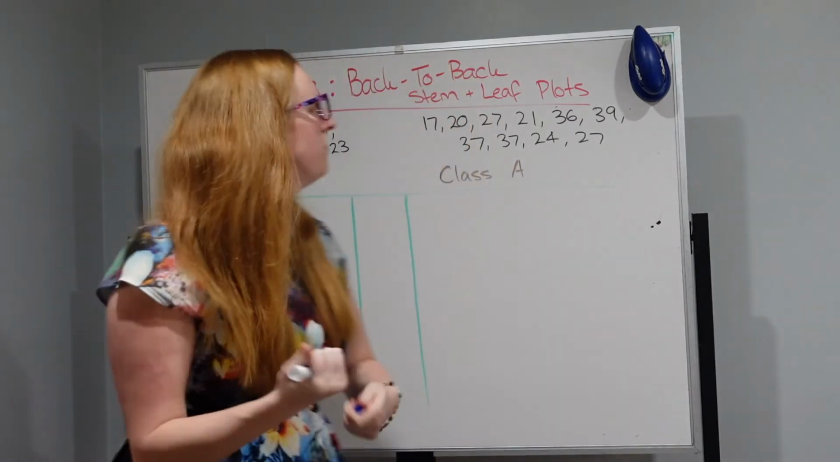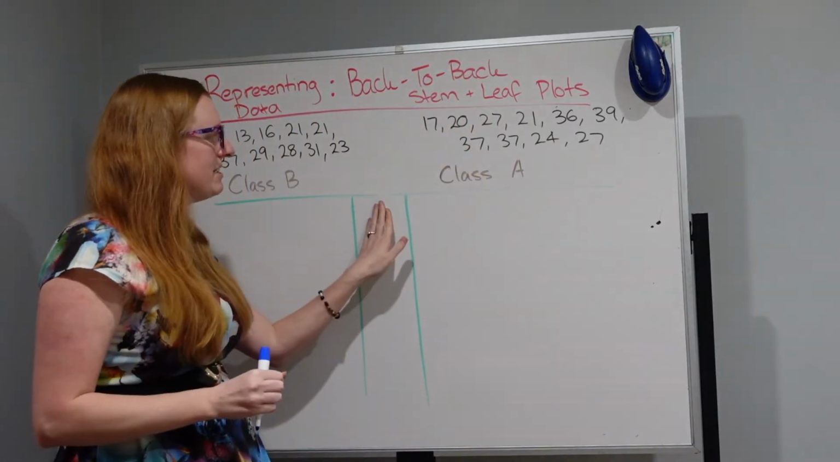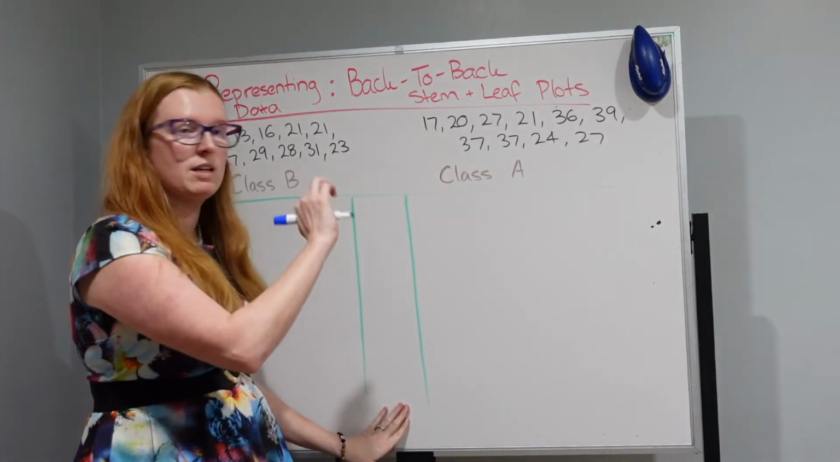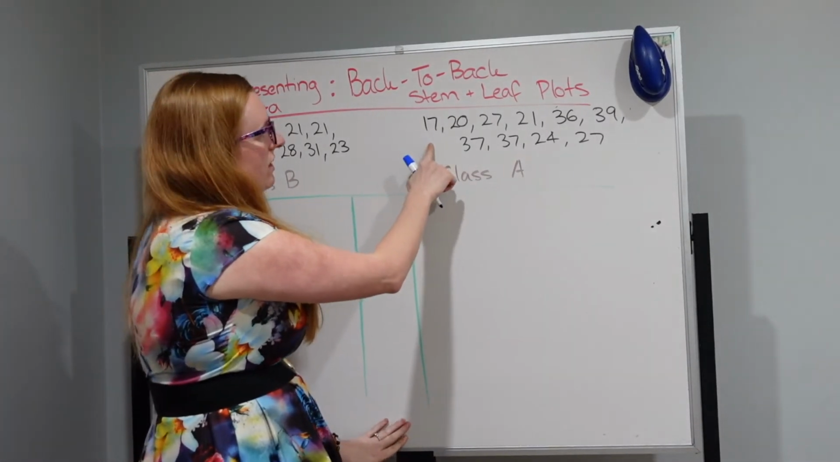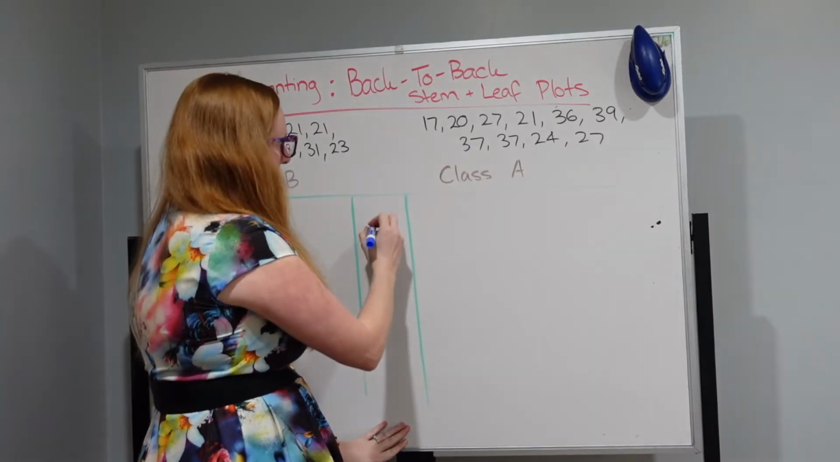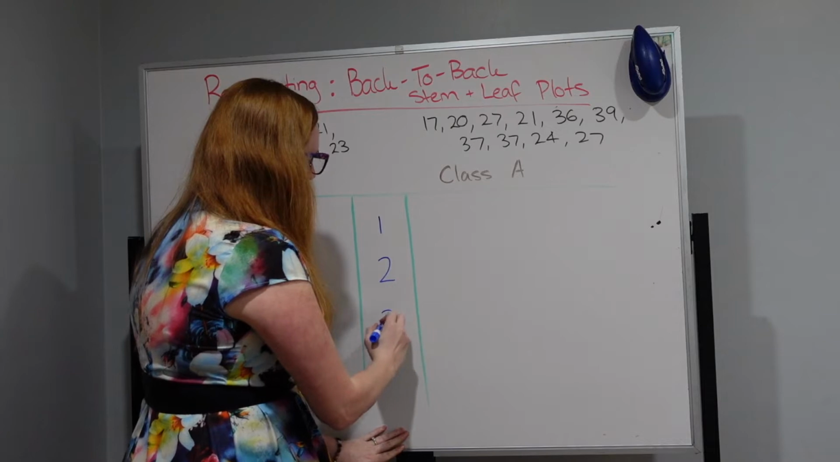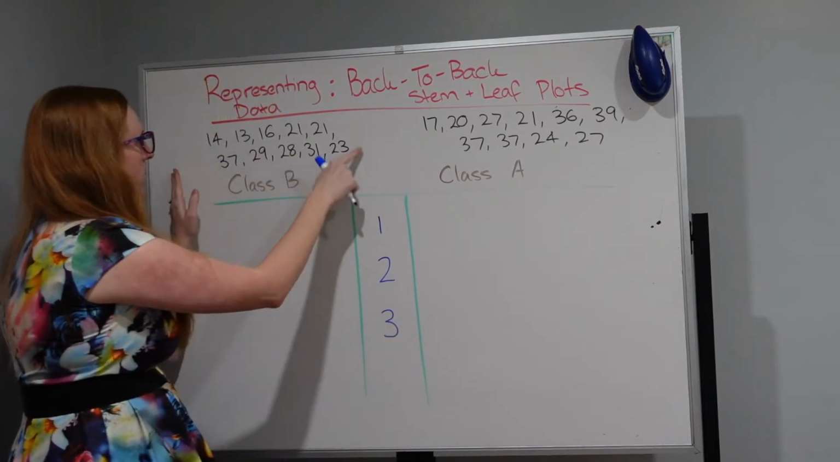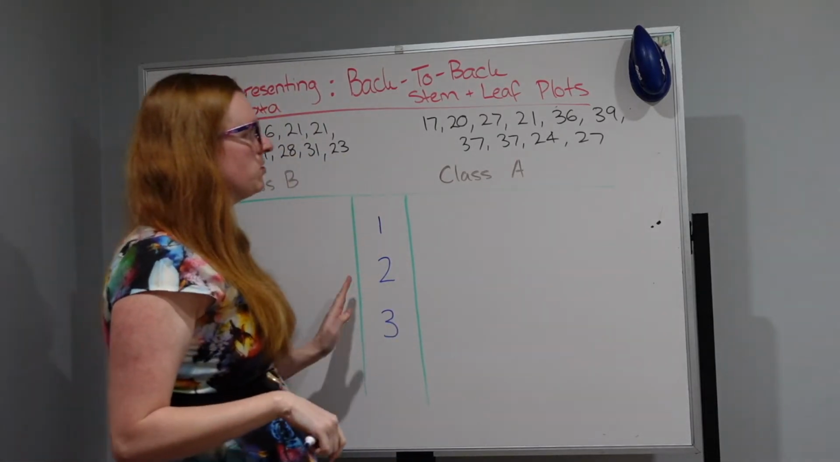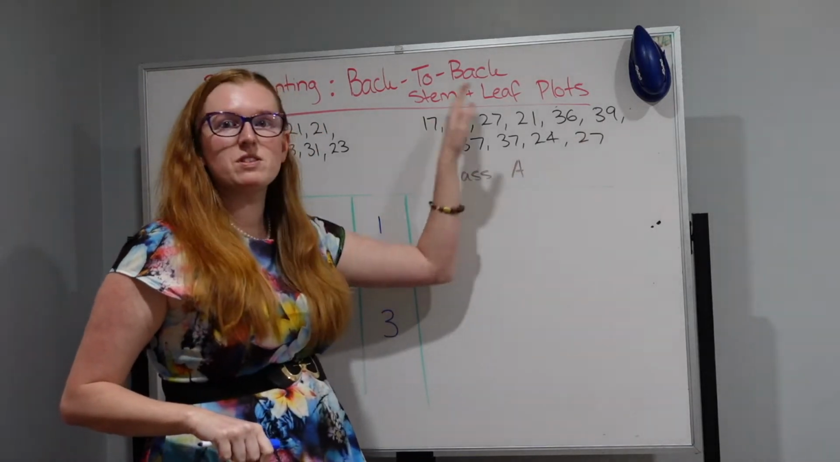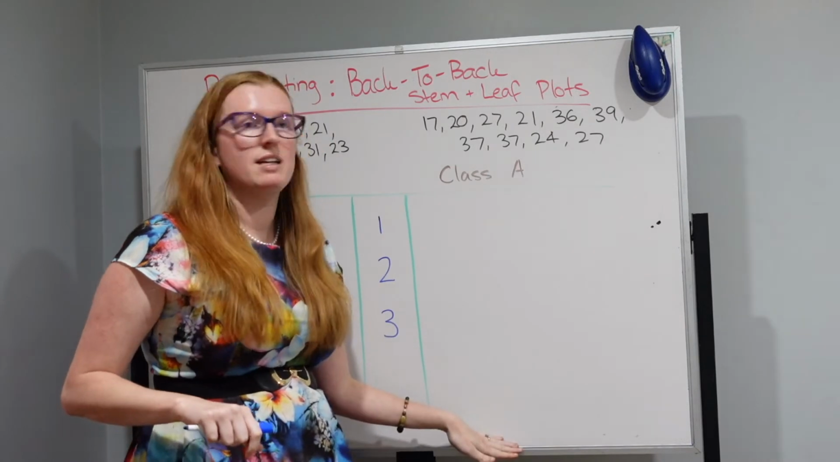So let's get started. So my stem is my first digit because they're two-digit numbers. So by the look of it, my first digits will be 1, 2, or 3. And same over here. My first digits will be 1, 2, or 3. So then I'm going to be putting these leaves into my class A section.